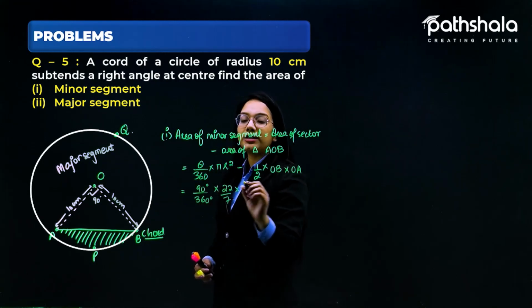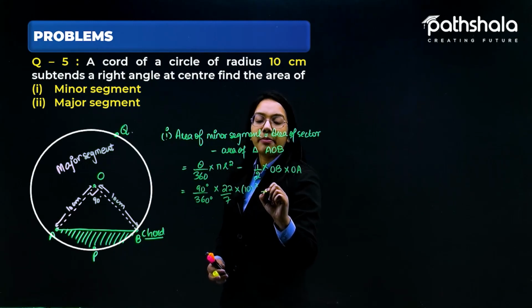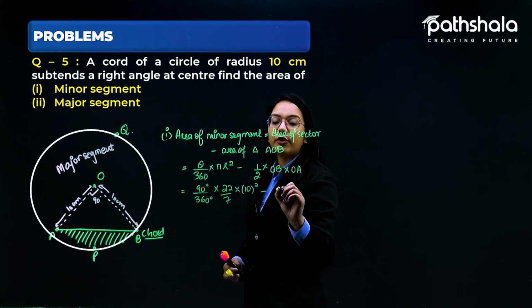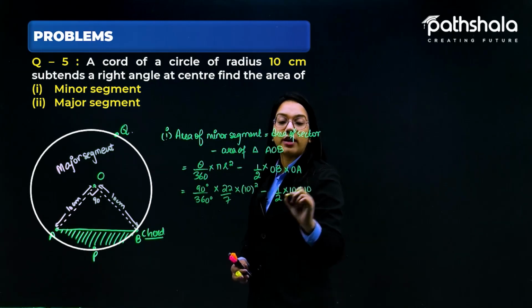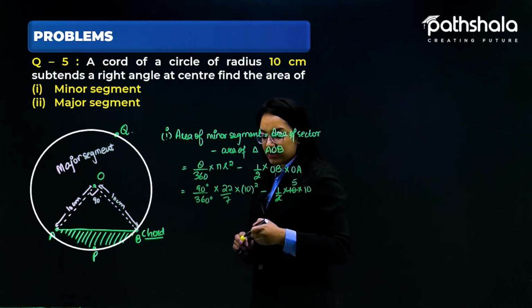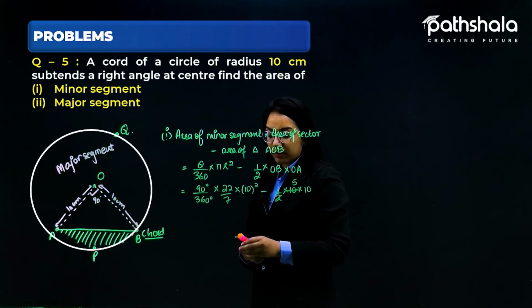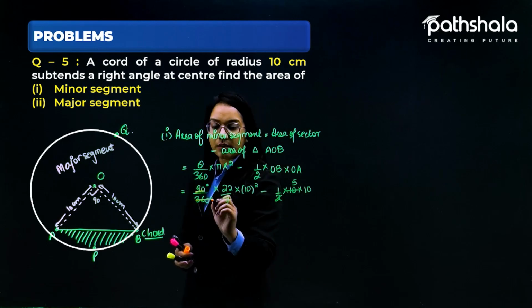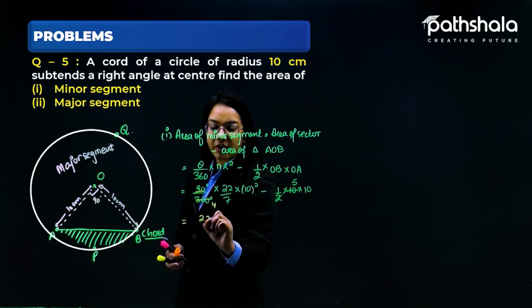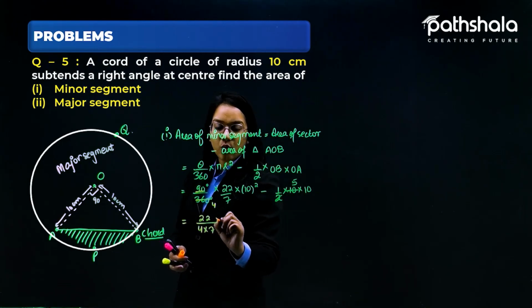Radius is nothing but 10, so this is 10 whole square, minus half into base into height, so this is nothing but half into 10 into 10, which is 5. So as you can see, we have this value as nothing but 50. Now let's sort out this particular value. We have this as nothing but 4. Further we can write it as 22 by 4 into 7 into 100.